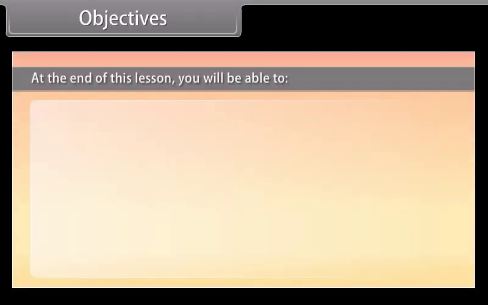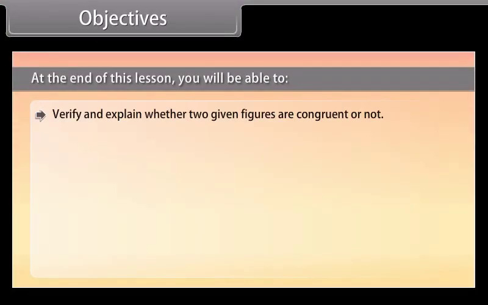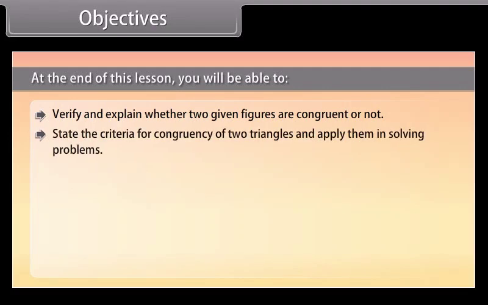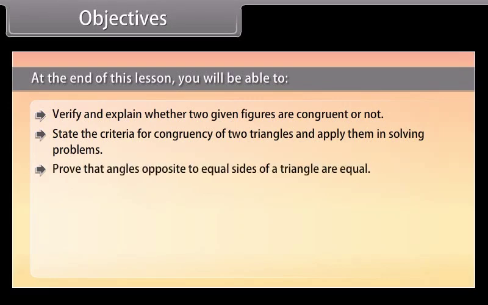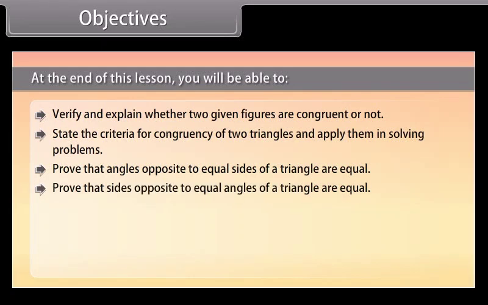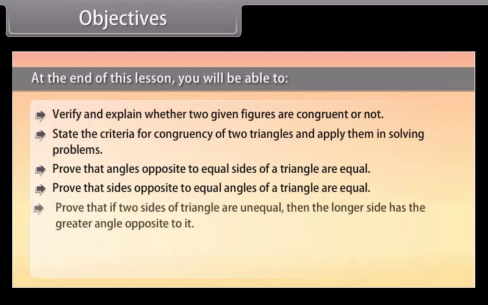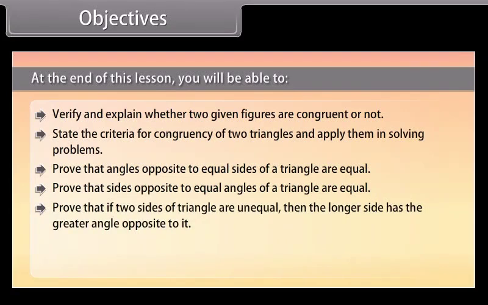At the end of this lesson, you'll be able to verify and explain whether two given figures are congruent or not, state the criteria for congruency of two triangles and apply them in solving problems, prove that angles opposite to equal sides of a triangle are equal, prove that sides opposite to equal angles of a triangle are equal, prove that if two sides of triangle are unequal, then the longer side has the greater angle opposite to it.